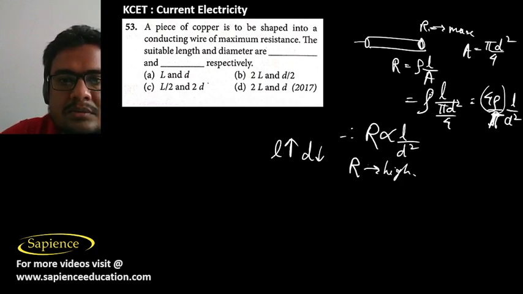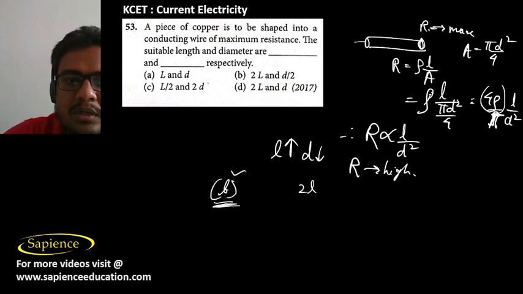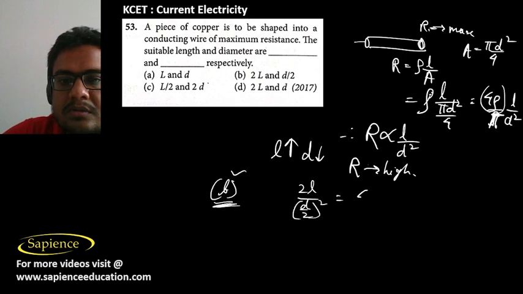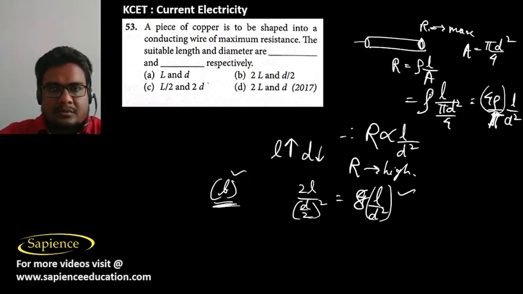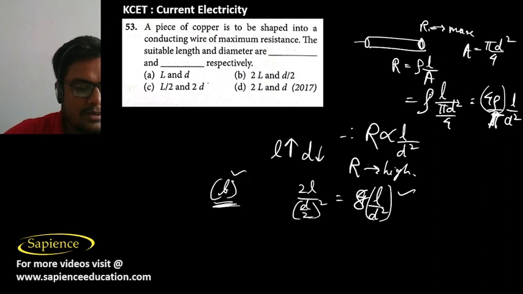So here the ratio of L by d square should be the highest actually. So if we take 2L and d by 2, then option B is the correct answer. Since 2L by d by 2 whole square, if I do, then it will be 4 into 2, that is 8L by d square, which is the highest. Question number 53, option B is the correct answer.